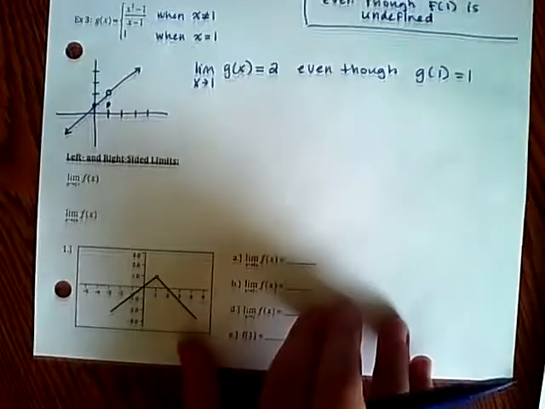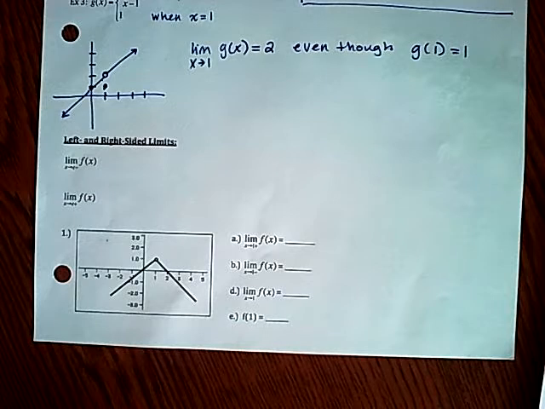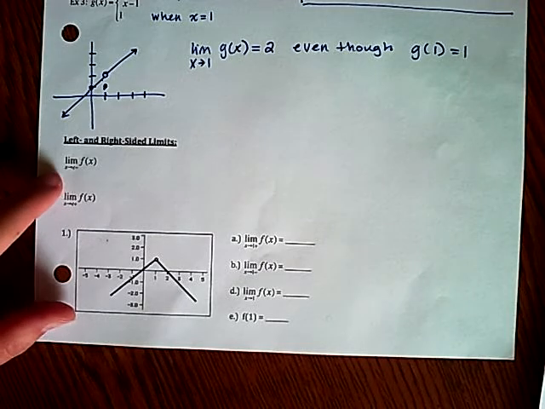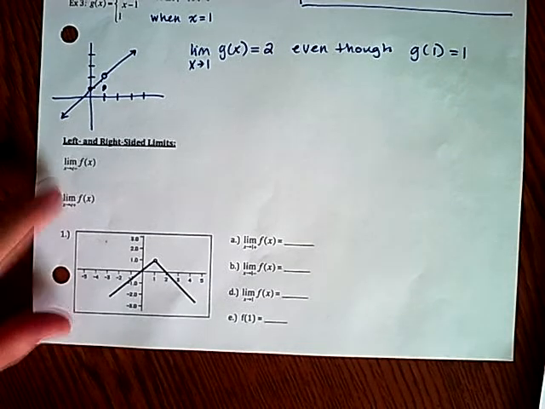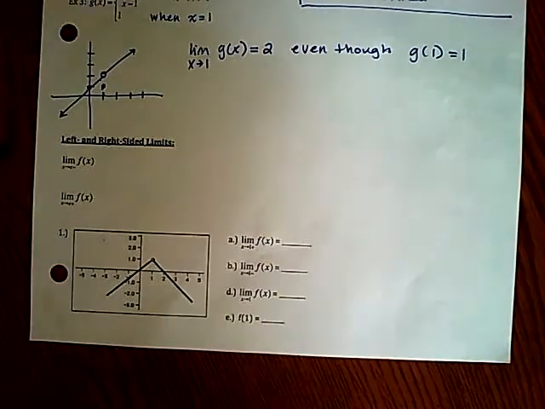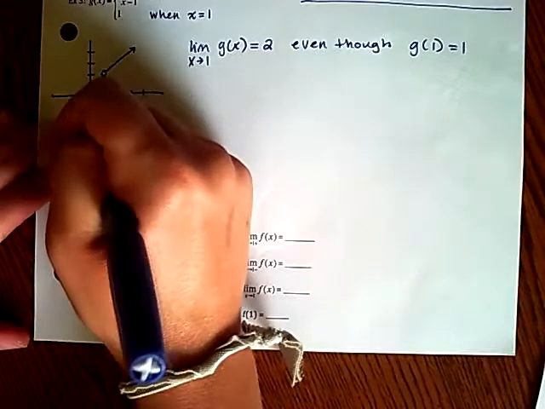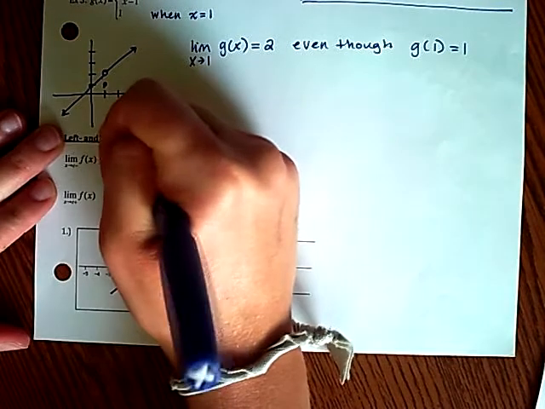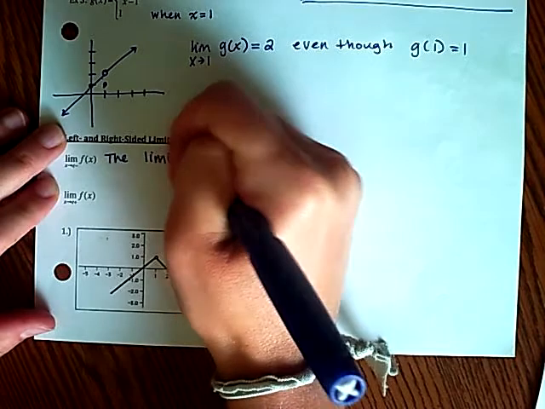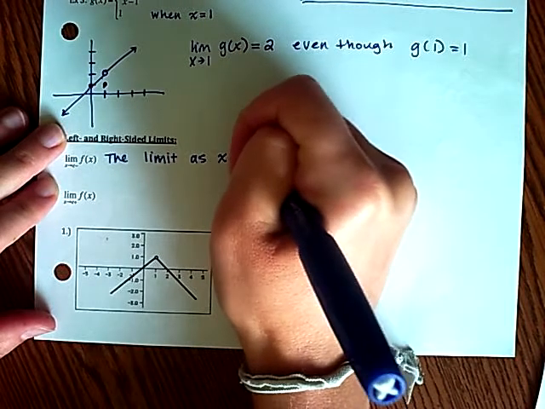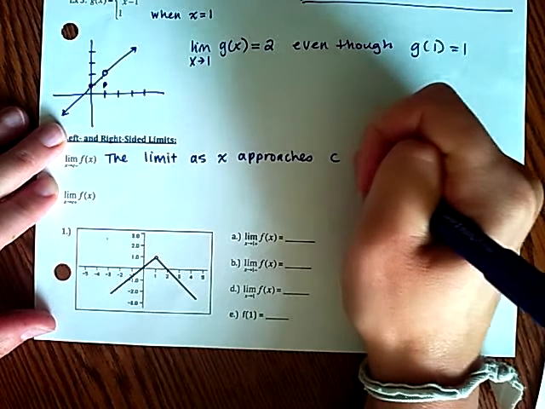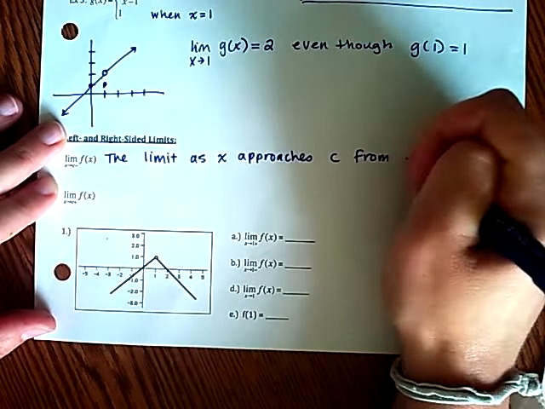I'm going to introduce you a little bit more to the notation, this idea of left and right-sided limits. Okay, so the idea is that we see in this notation there's either a little minus sign next to the c or a little plus sign next to the c. And those mean something very specific. So the minus sign means the limit as x approaches c from the left.